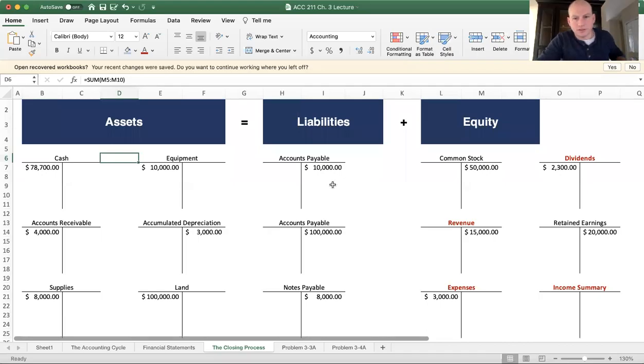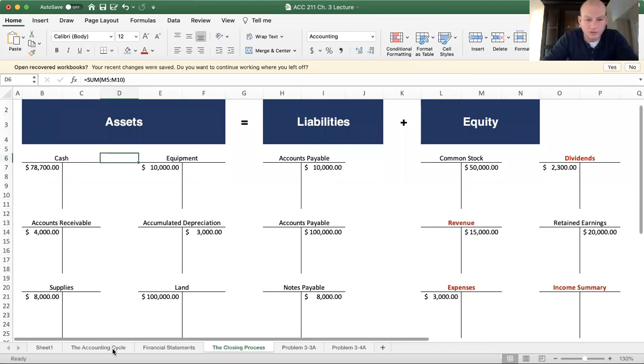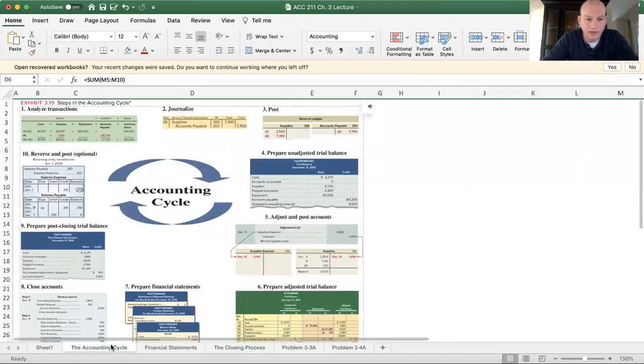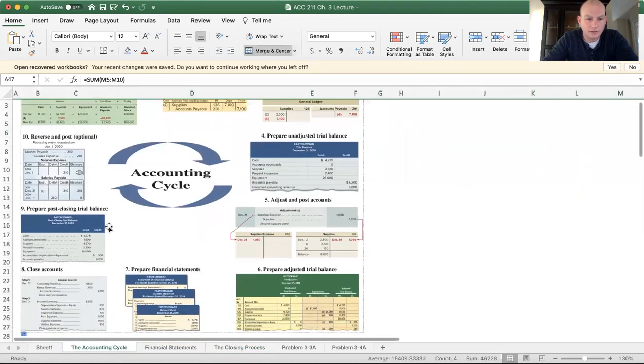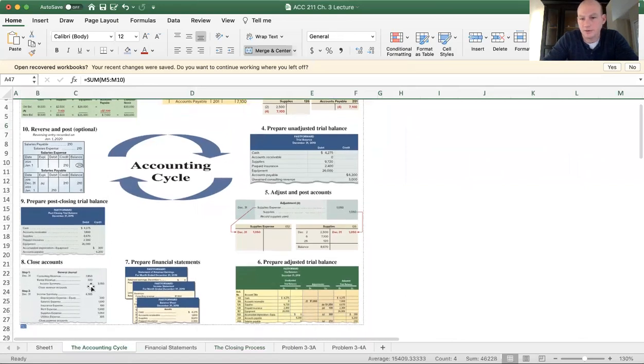Hello, class. So this is the lecture over the closing process. So this, again, occurs at the end of the month, okay, the very end of the month. So we look back at the accounting cycle, the closing process, it takes place on step number 8.